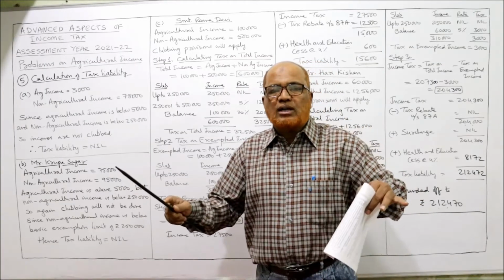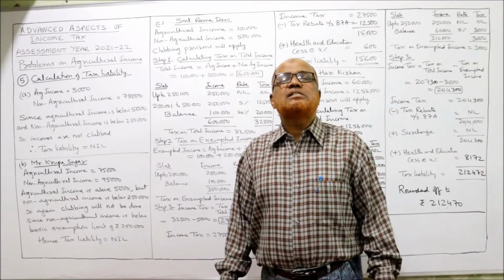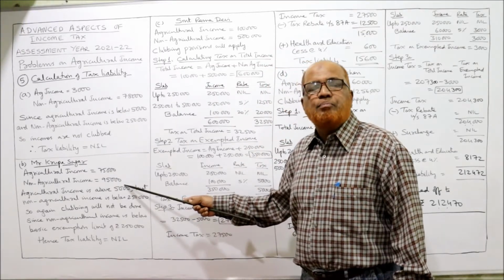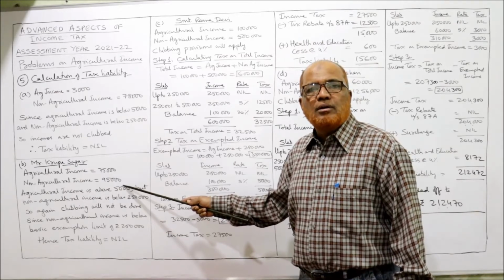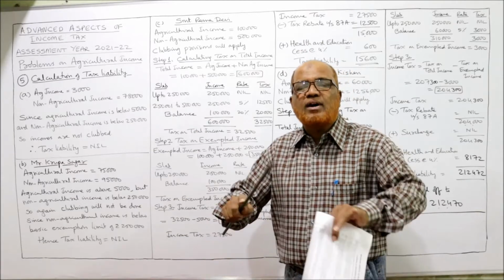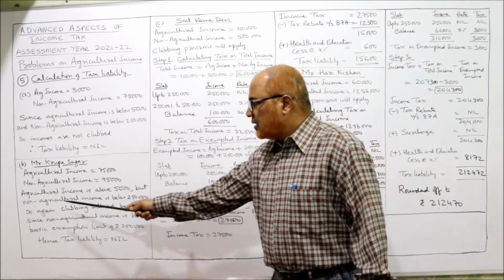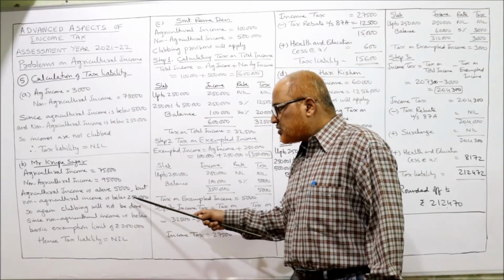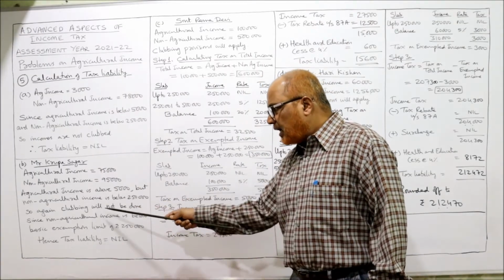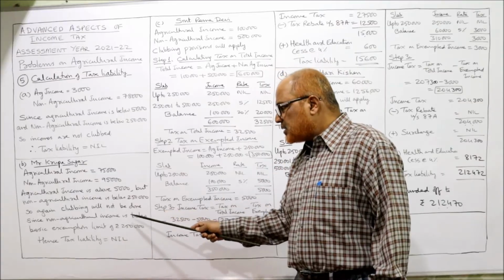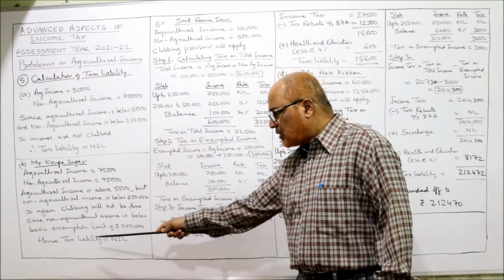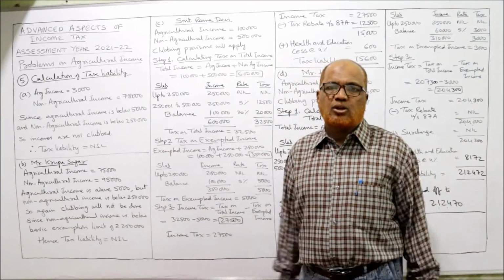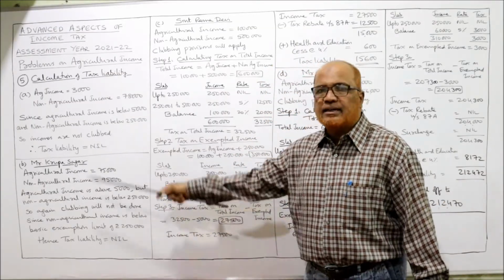When the clubbing provision is not applied, the tax liability is nil because the non-agricultural income is below 2,50,000. Agricultural income is above 5,000, but non-agricultural income is below 2,50,000, so again clubbing will not be done. Since non-agricultural income is below the basic exemption limit of 2,50,000, the tax liability is nil. No tax at all. So two cases completed, A and B.